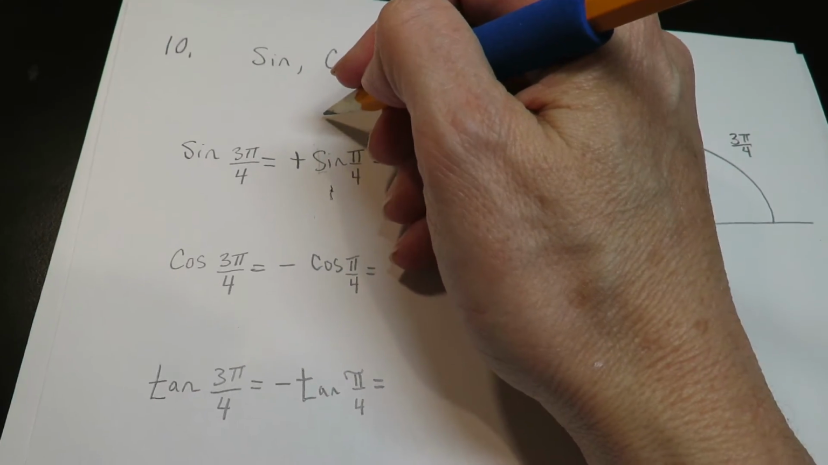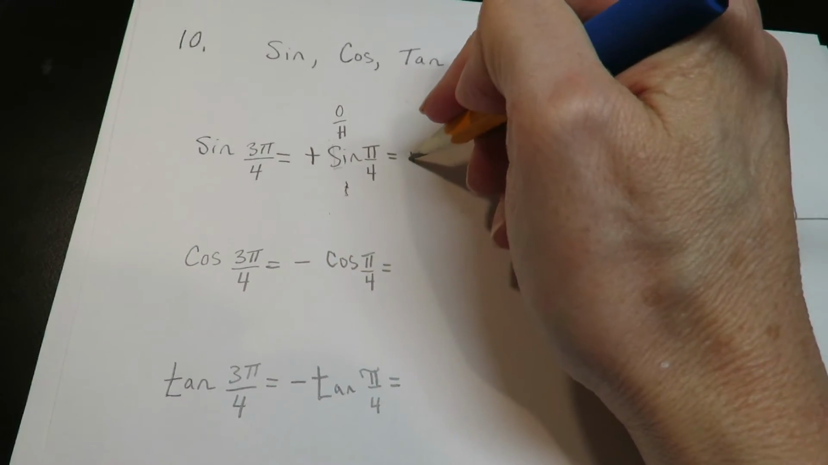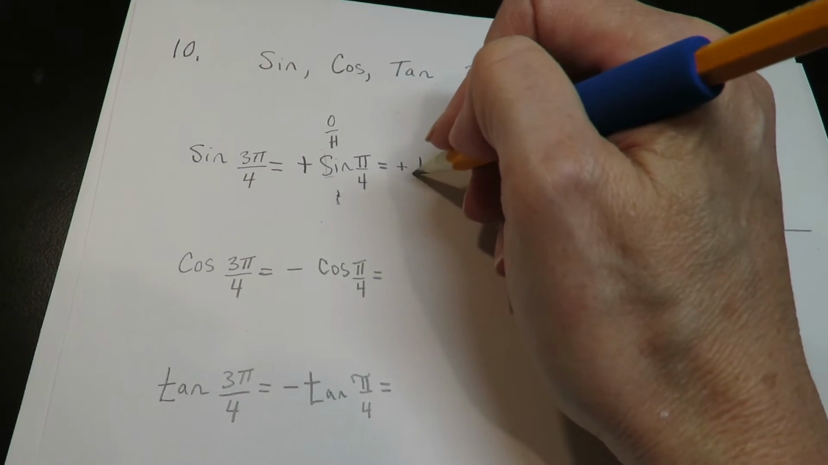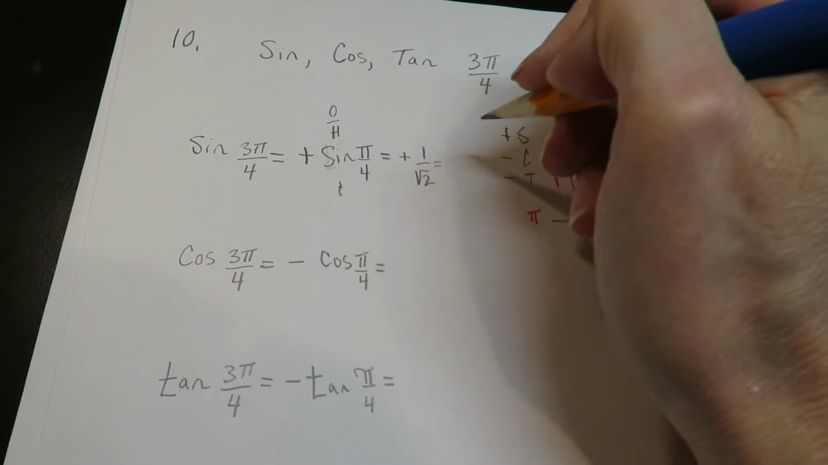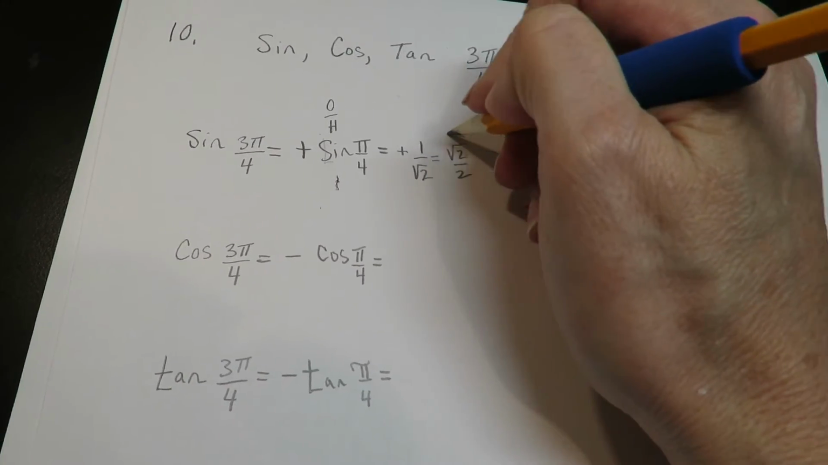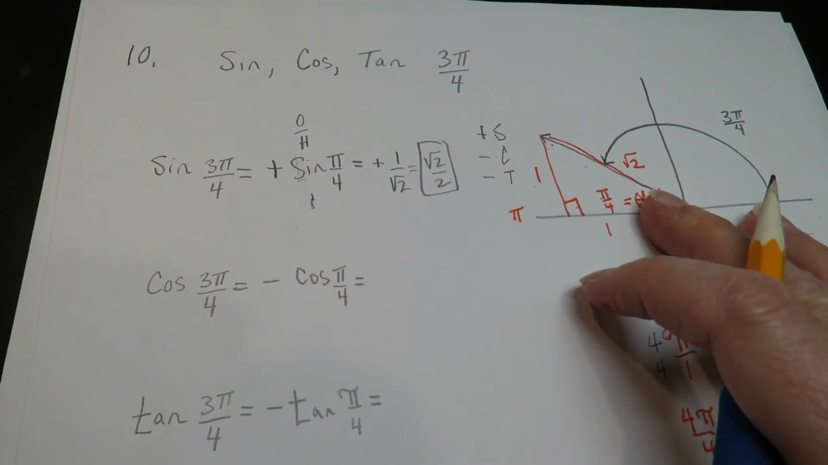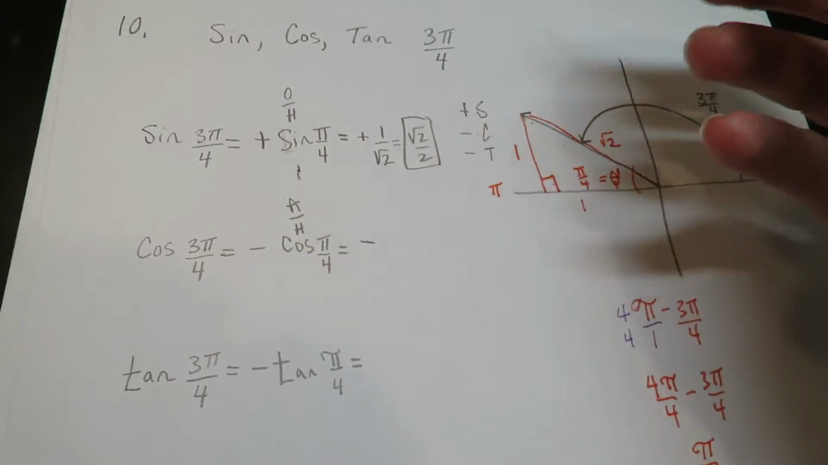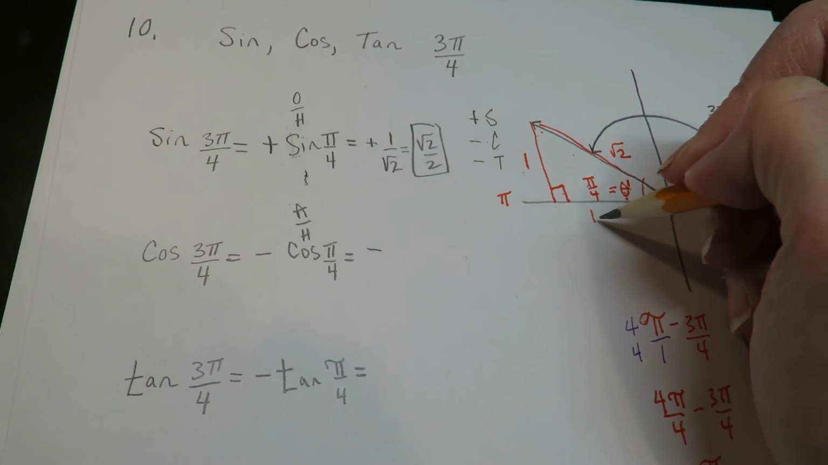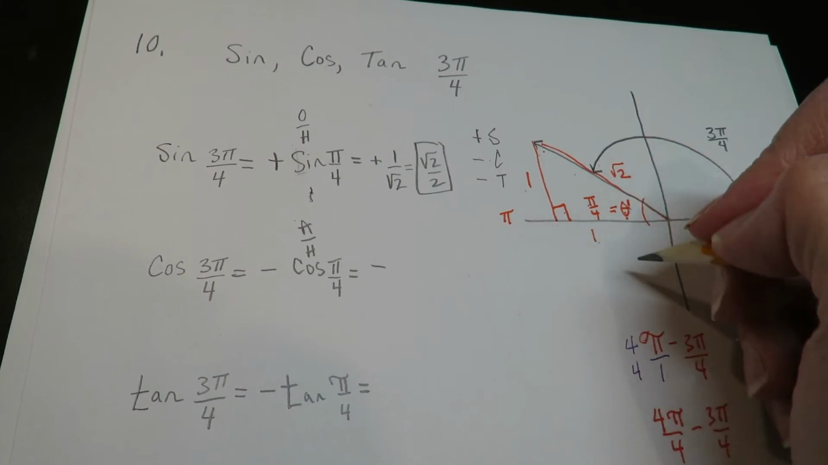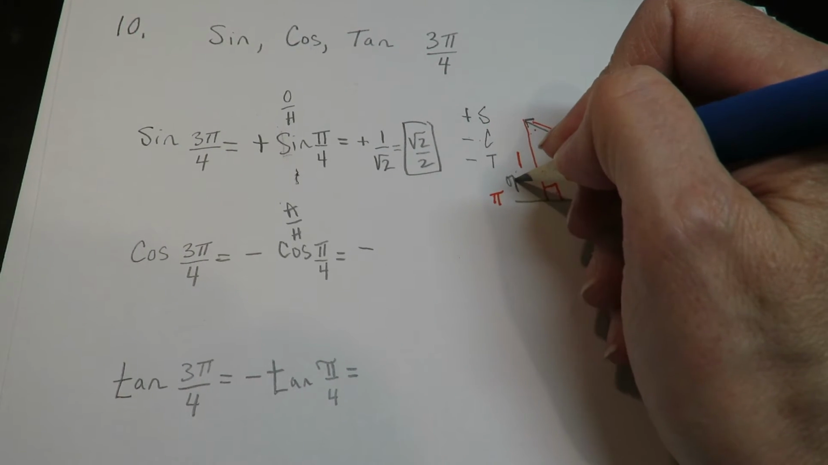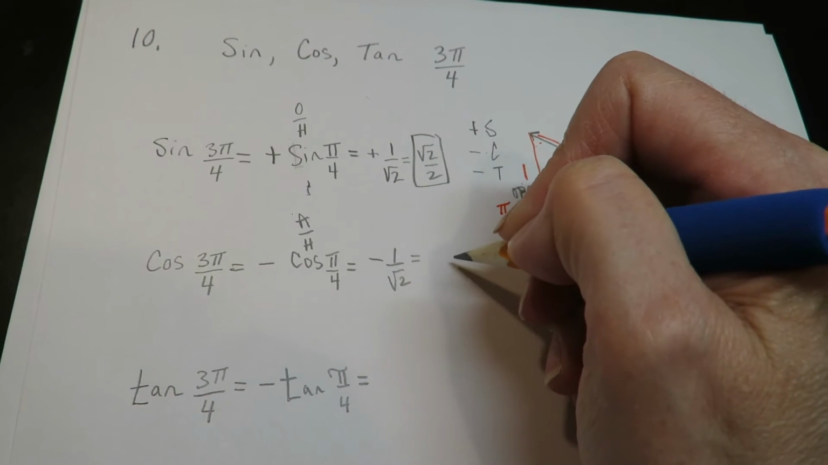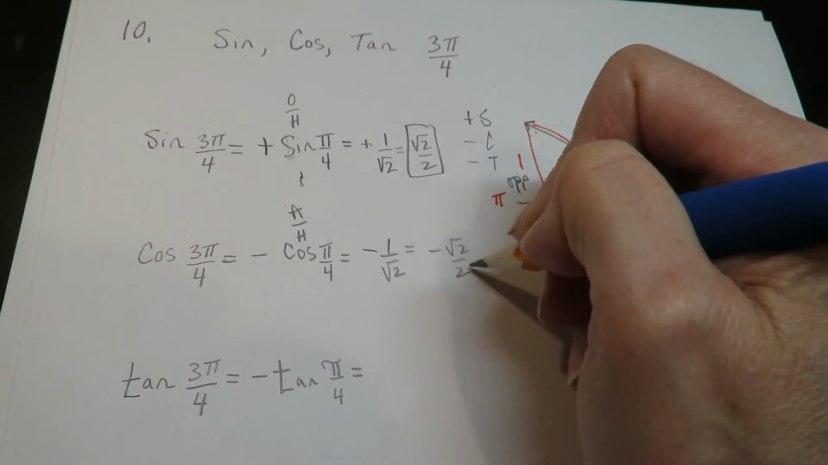So sine is opposite over hypotenuse. So from this angle, the opposite is 1, the hypotenuse is radical 2. If we rationalize that, that's radical 2 over 2. Cosine, that's the adjacent over the hypotenuse. So from our reference angle, this is our adjacent, this is our hypotenuse. So that's 1 over radical 2. Rationalize, that's negative radical 2 over 2.